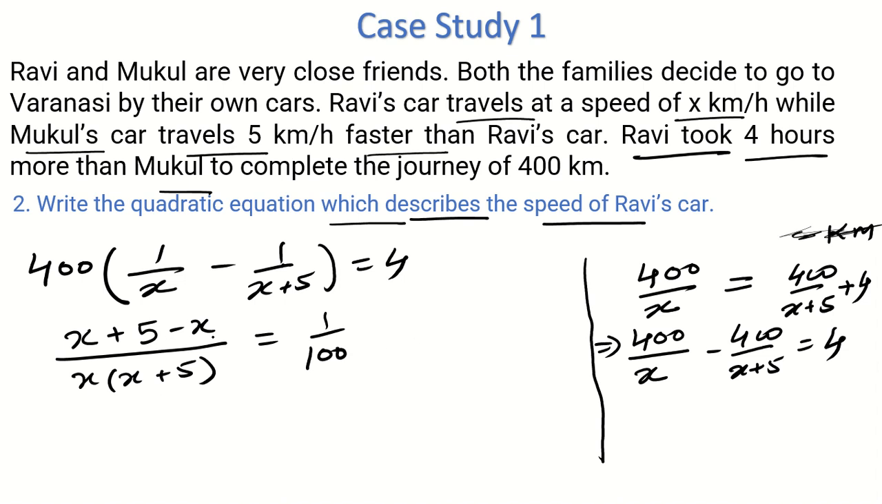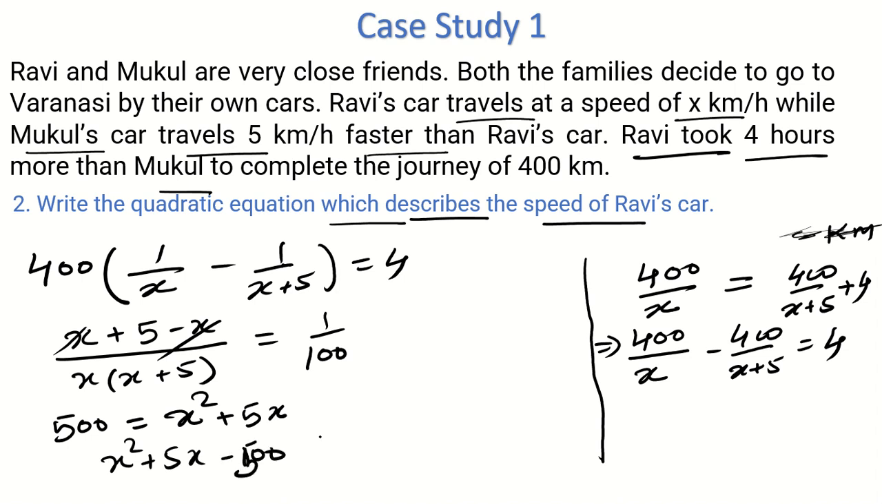Okay, now this x cancelled out. So what we are getting here is 500 is equal to x square plus 5x, which means x square plus 5x minus 500 is equal to 0. This is the answer for this question, because they say write the quadratic equation.